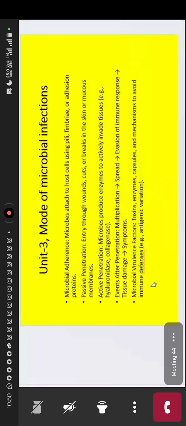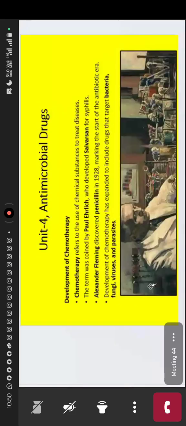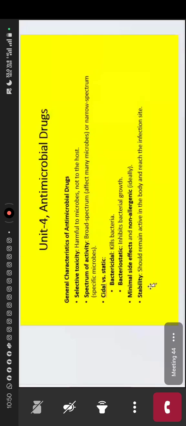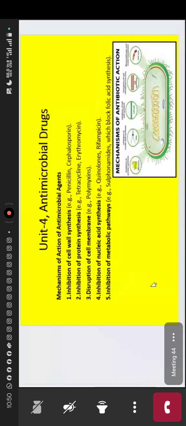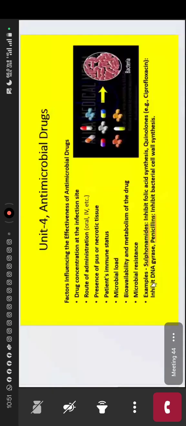In unit 4, you learned about the antimicrobial drugs: what are the antimicrobial drugs, how they developed, who is the father of antimicrobial drugs, what are the general characteristics of the antimicrobial drugs, what is the determination level of antimicrobial activity, what are the actions of antimicrobial agents, what are the factors that influence the effectiveness of antibiotics, and what is antibiotic resistance.